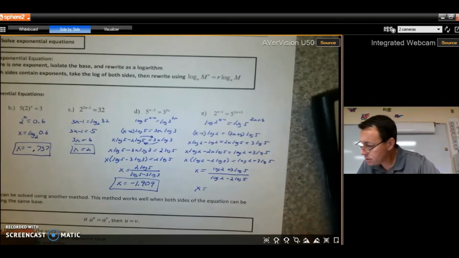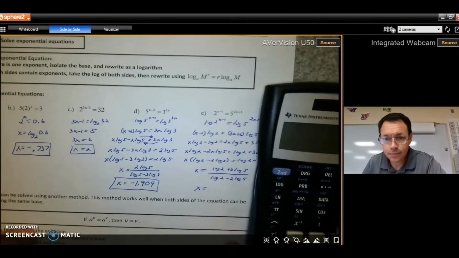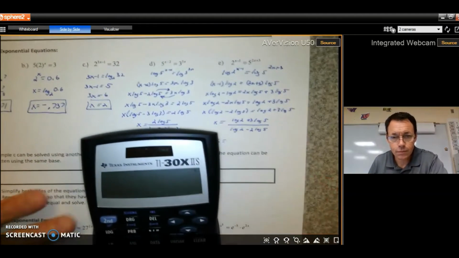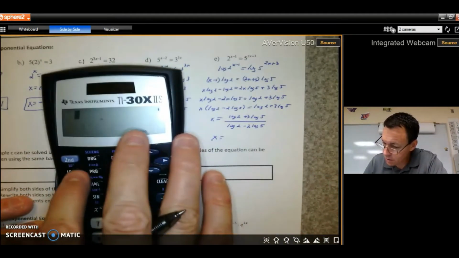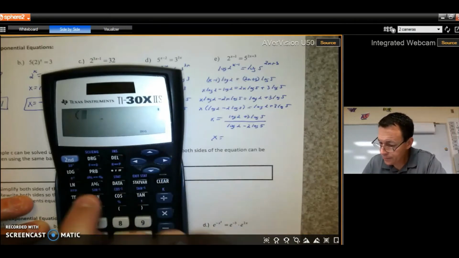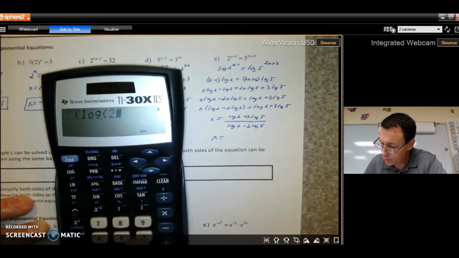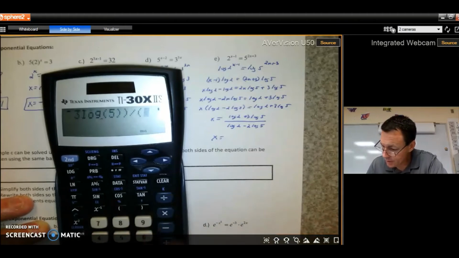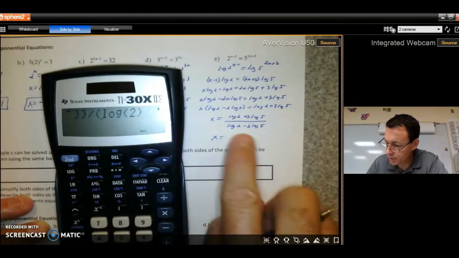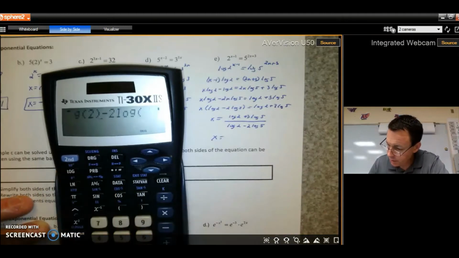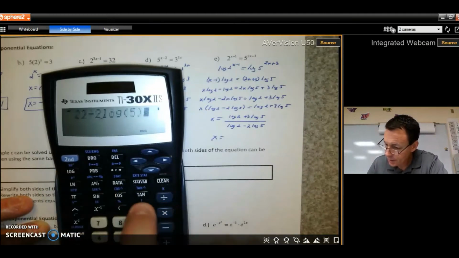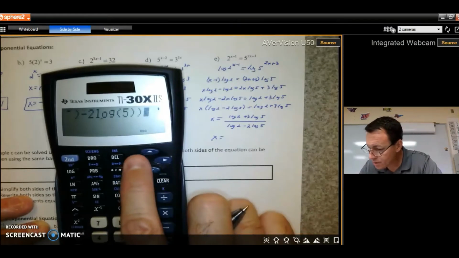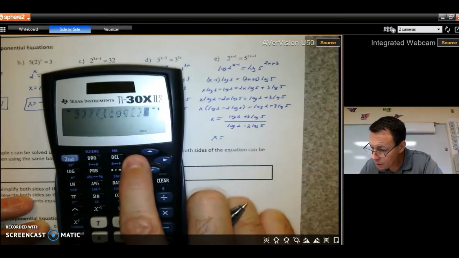X equals, let's see what we got here. Clear. So it's going to be log, all right, maybe I want to start with parentheses. Log 2, close parentheses, plus 3 log 5, close parentheses, and then close the parentheses that I started with, divided by parentheses, log 2, close the parentheses, minus 2 log 5, close the parentheses, and then close the original parentheses. Alright, now I'm going to hope I hit everything right.